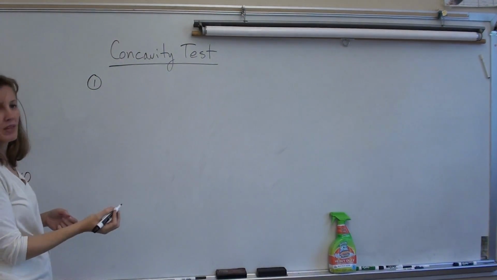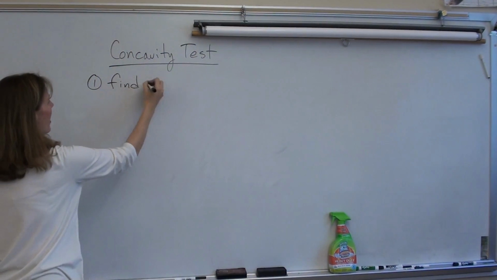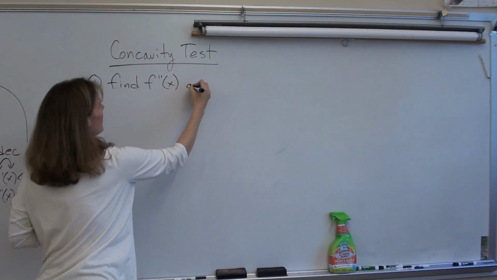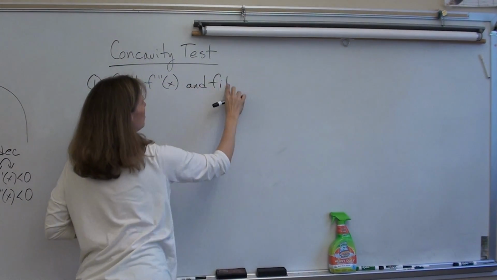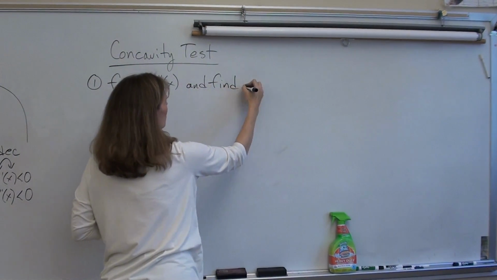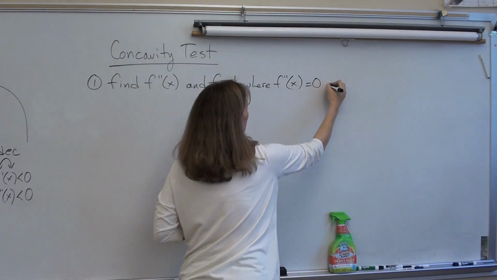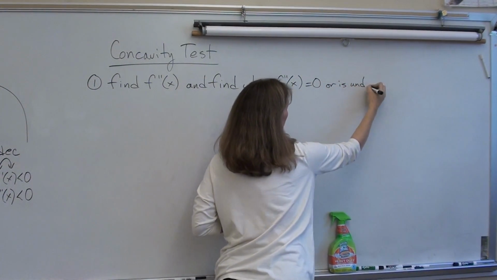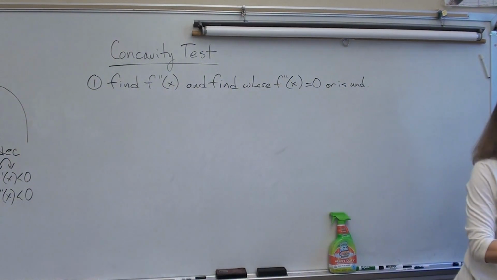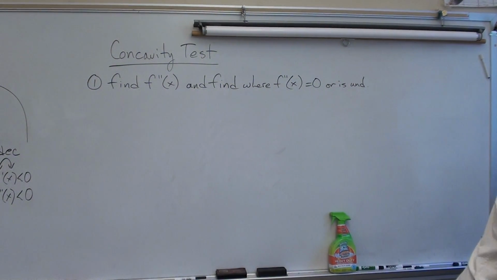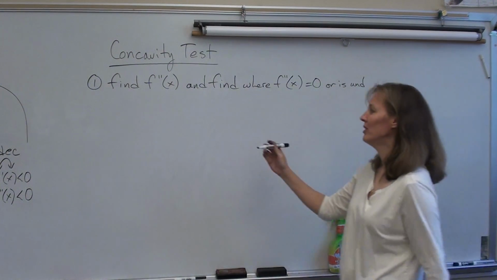The test for concavity. Number 1, you're going to find F double prime and find where F double prime equals 0 or is undefined. So essentially you're finding your critical values for F double prime. Just like what we did yesterday for F prime, now you're doing it for F double prime. Step 2, make a sign line.